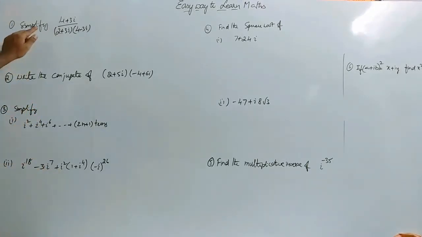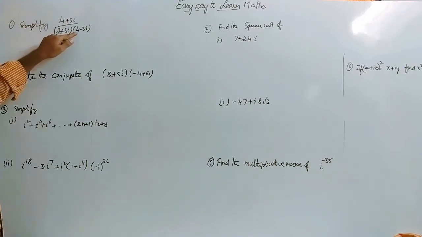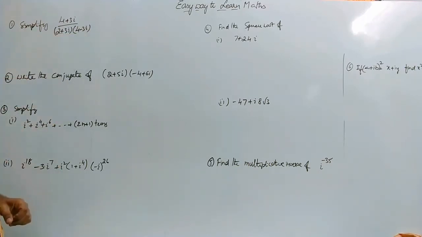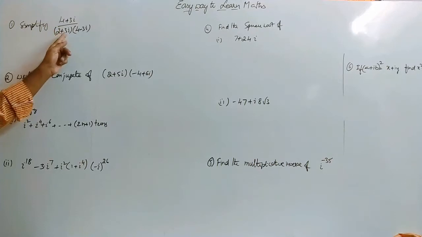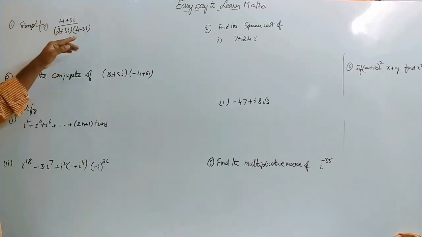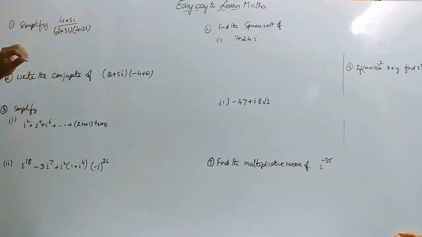Now simplify 4 plus 3i by 2 plus 3i into 4 minus 3i. We already observed that whenever you have to simplify a given complex number, first of all we have to convert the denominator part into a real number only. That is, first of all we have to simplify 2 plus 3i into 4 minus 3i. Let us multiply these two complex numbers.